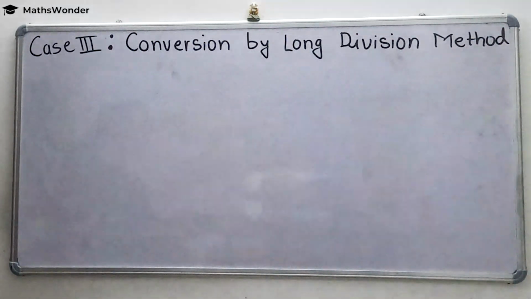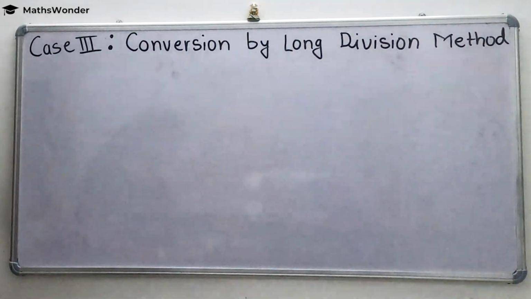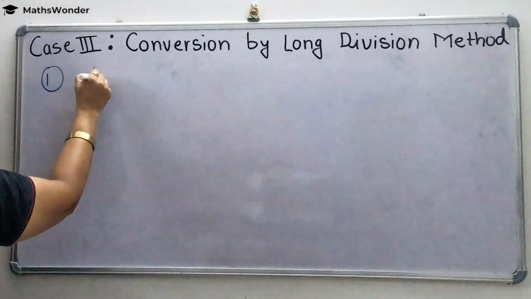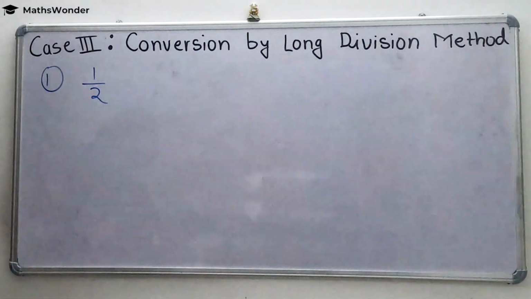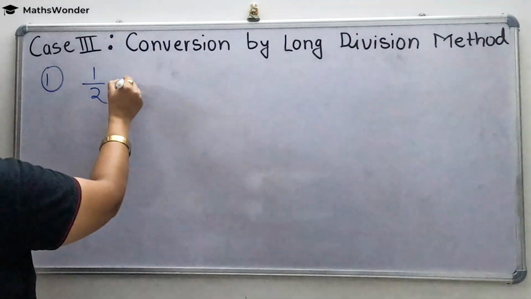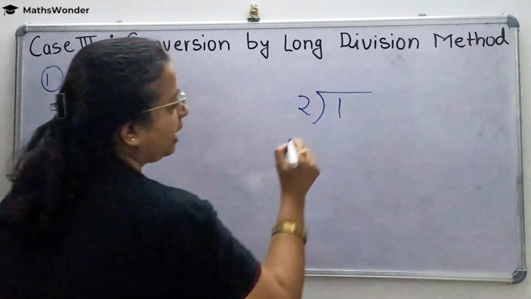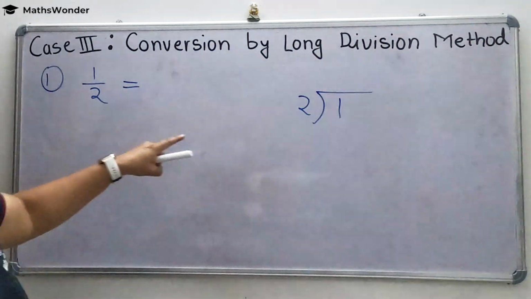So the conversion by long division method, when we don't have the option of fractions with 10, 100, 1000 denominators in any way, so how will you convert fraction into decimal? So suppose the first example is 1 over 2. Okay, 1 over 2. How will you convert into decimals? So 2 and 1, right? You will write it like this in long division.